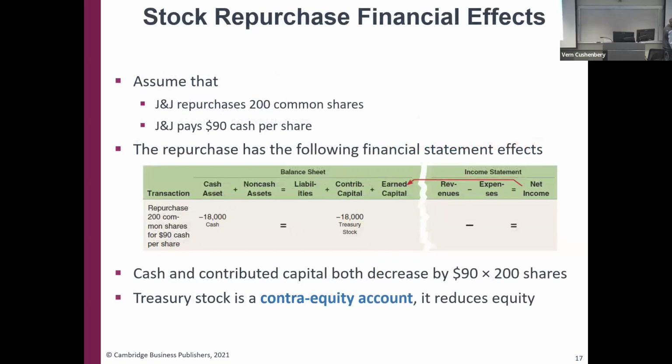Pretty simple. Fast forward a few years later, J&J decides that their stock is a significant value and they're gonna buy some of it back. So they take $18,000 worth of cash and they go buy $18,000 worth of what now becomes treasury stock.